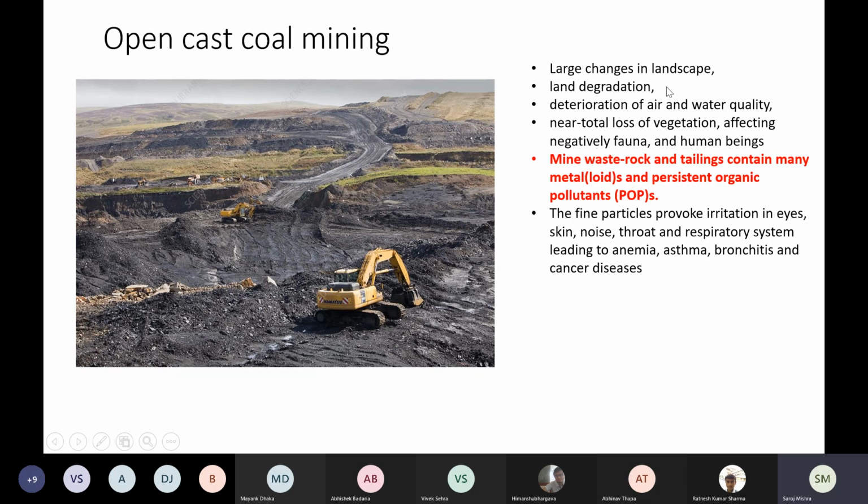So there is degradation of land, deterioration of air and water quality, and near total loss of vegetation, affecting fauna and human beings negatively. All of these waste rock and tailings contain a lot of metalloids which come out of the earth, persistent organic chemicals, etc. The fine particles also cause irritation in the eyes, etc., and lead to many other problems for people who are either directly working there or in the areas adjacent to them.